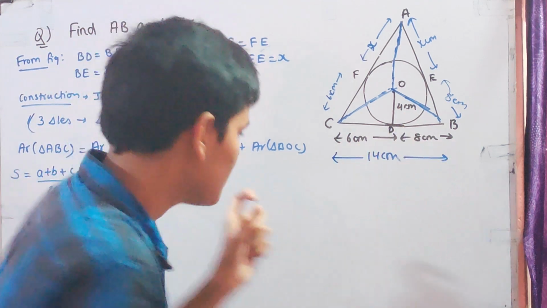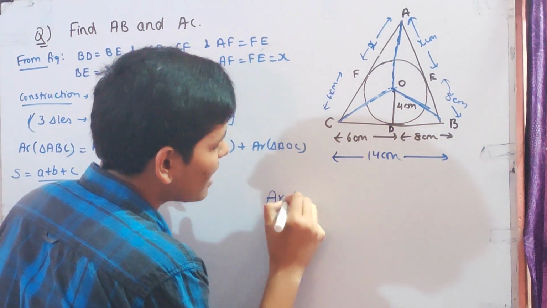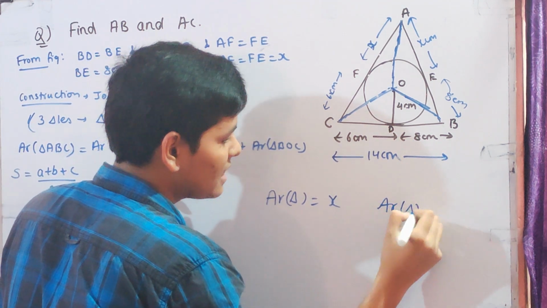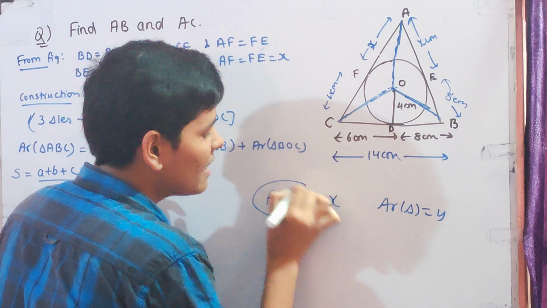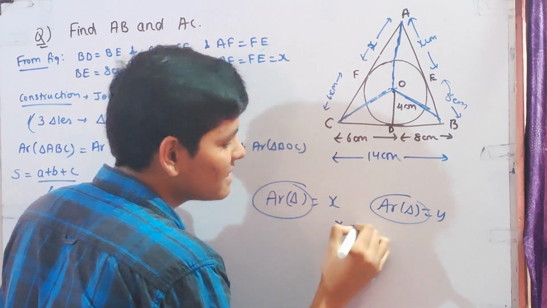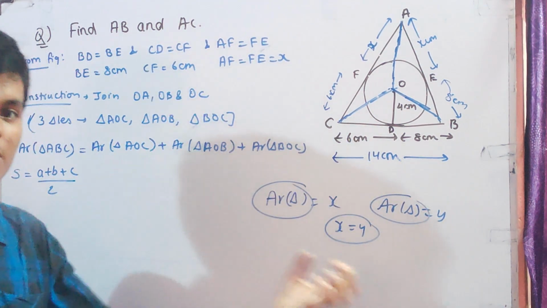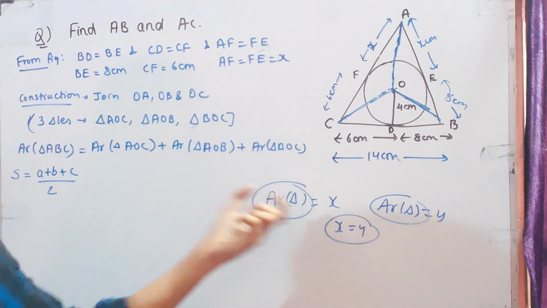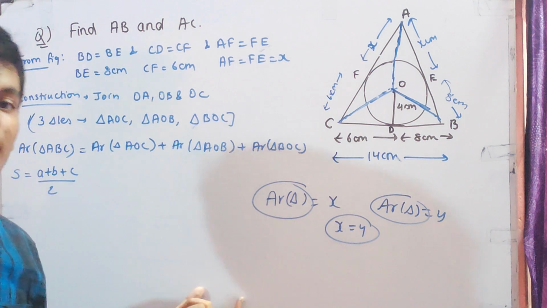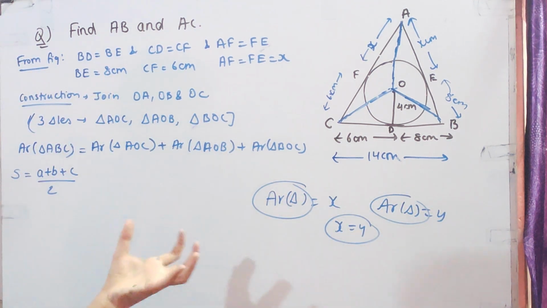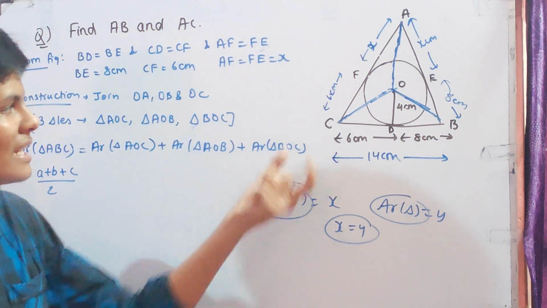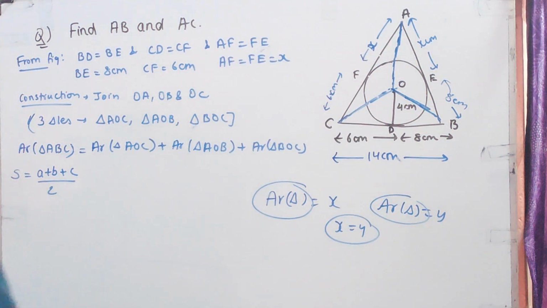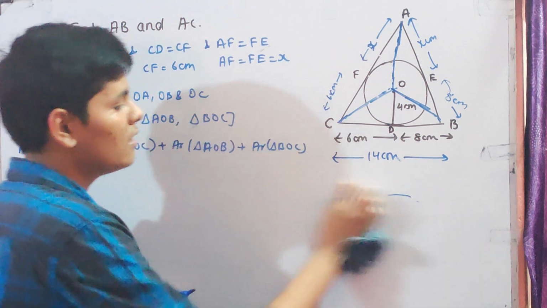So since we don't know anything about area, we are going to use two areas. Suppose we got the area of a triangle equal to X, and somewhere else we got the area of the triangle equal to Y. The area of the triangle and the area of the triangle are common. Hence we can say X is equal to Y. The same strategy we are using over here. Area of the whole triangle is equal to this big equation, and then the area of the triangle we are finding using Heron's formula. Then those both areas we are going to equate. If we equate them, we will get the value of X. After finding the X value, we can find AC and BC easily. Let us see how we do that.